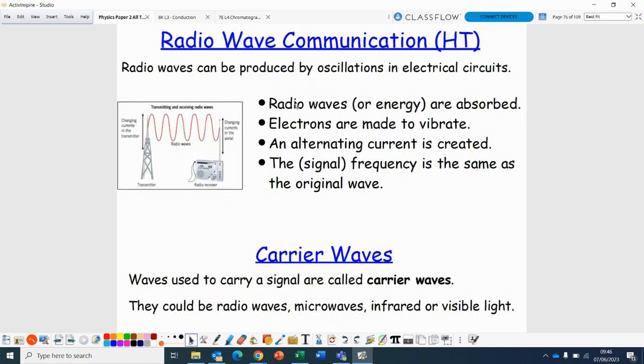This little bit is higher tier only. If they ask you about how radio waves can produce electrical circuits or electricity, talk about that you're absorbing the energy at the beginning, making the electrons vibrate, inducing or creating an alternating current. And what's important is it's the same frequency as the original wave. So the transmitter transmits, let's say, Radio 1, and your receiver also receives Radio 1 at the same frequency.